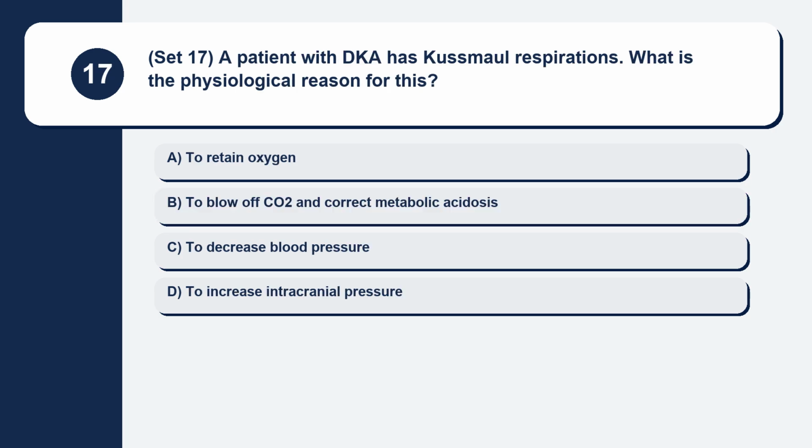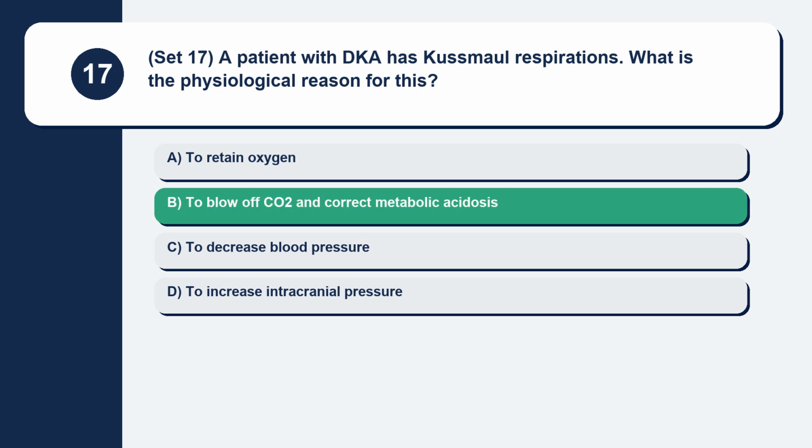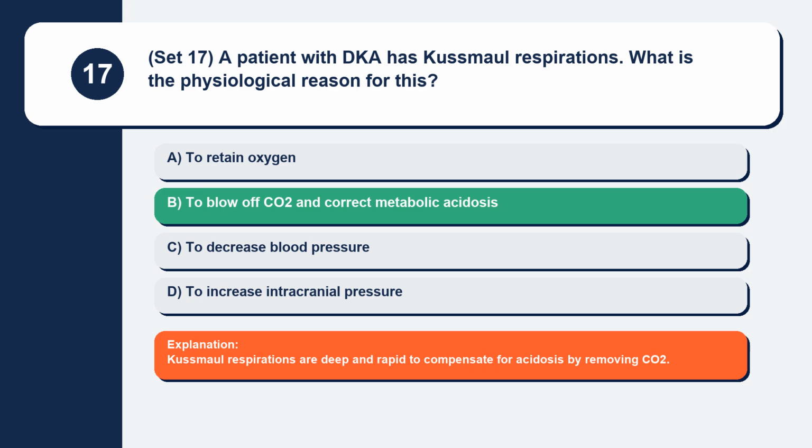Question 17. Set 17. A patient with DKA has Kussmaul respirations. What is the physiological reason for this? To retain oxygen, to blow off CO2 and correct metabolic acidosis, to decrease blood pressure, to increase intracranial pressure. Kussmaul respirations are deep and rapid to compensate for acidosis by removing CO2.